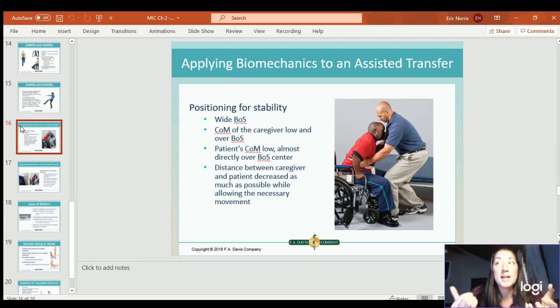Your center of mass is low towards the base of support, and so bending your knees. The patient's center of mass is also low, almost directly over their base of support. Typically, we have them lean forward. We'll say nose over toes so that they lean forward. If they're leaning back, it's almost impossible to lift them up because all their weight is right there on their butt. If they lean forward, their butt can lift up.